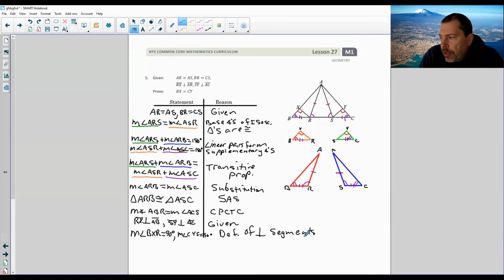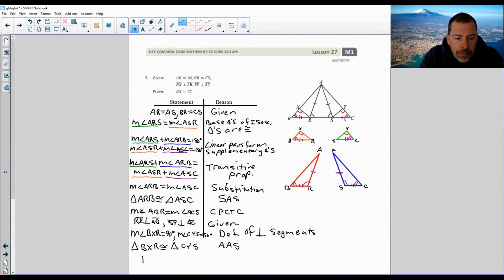Okay. All right, so I now have two angles and a side. So now I can say triangle BXR is congruent to triangle CYS. Reason: angle, angle, side. Okay, beautiful.